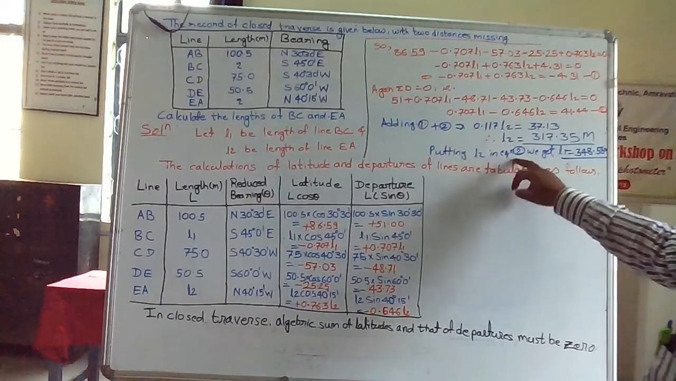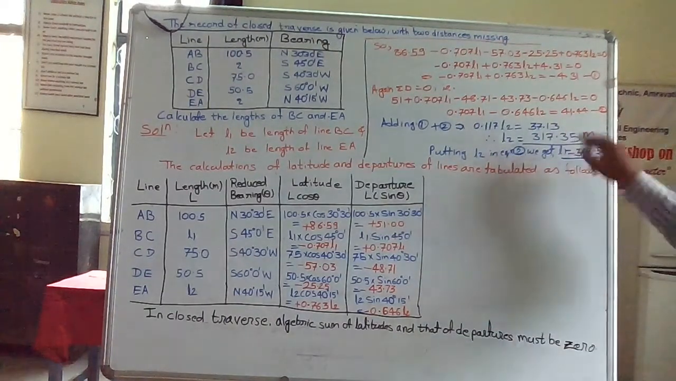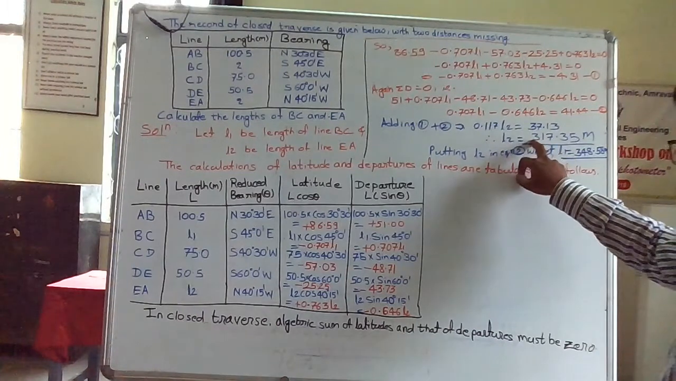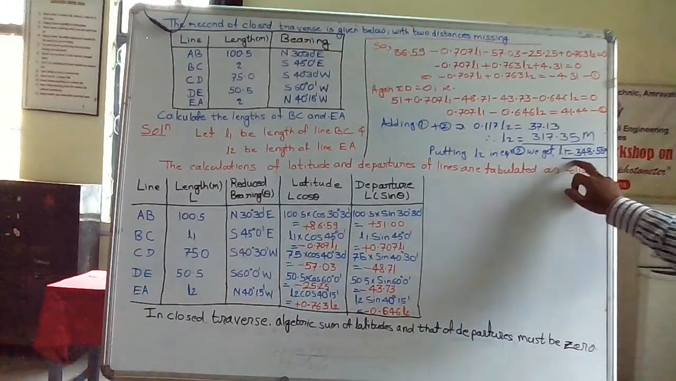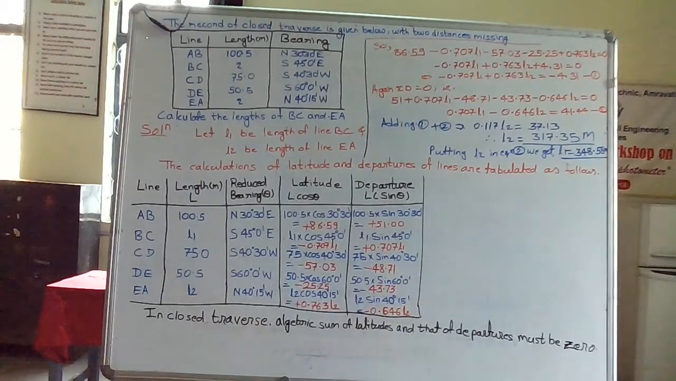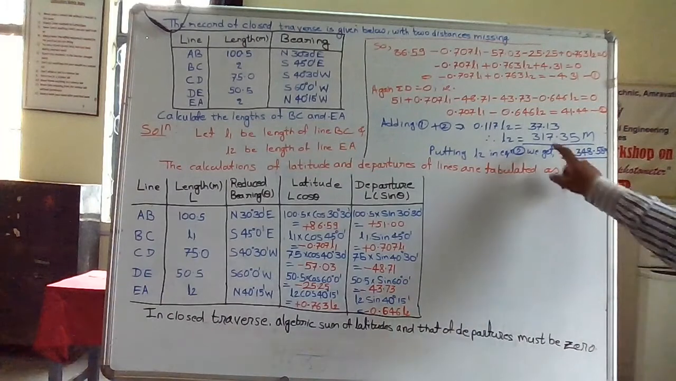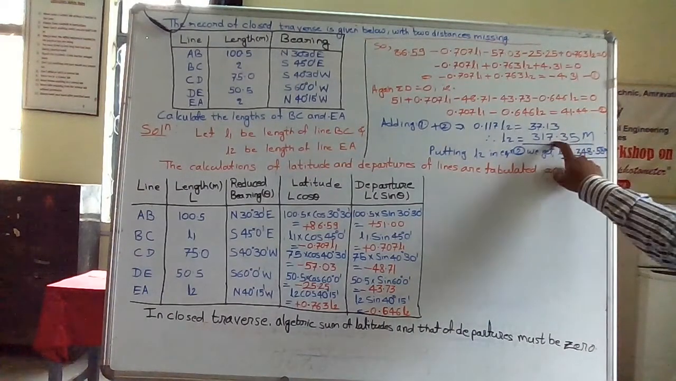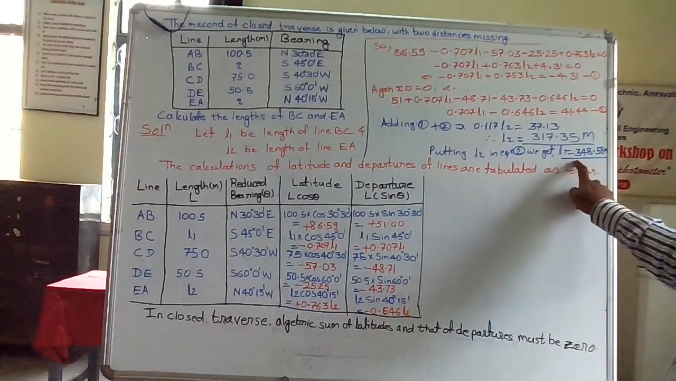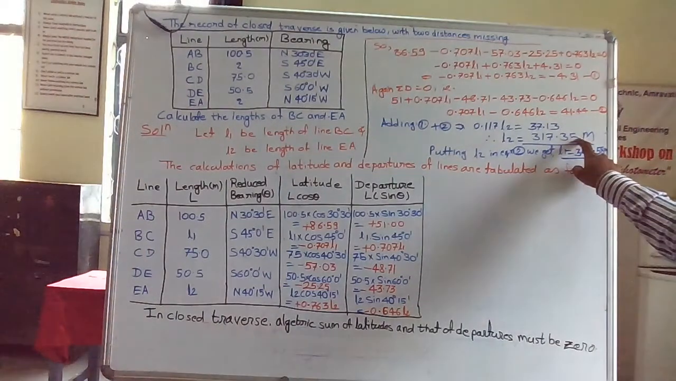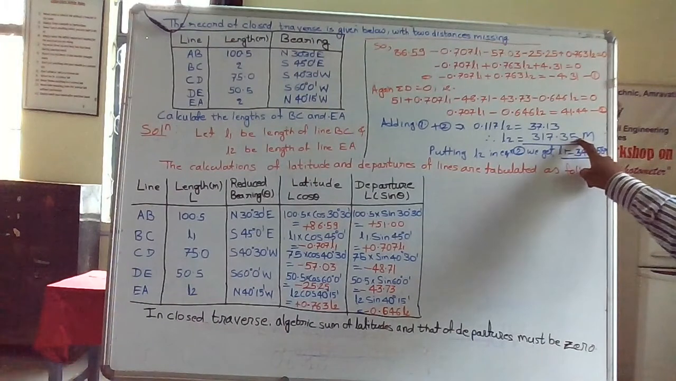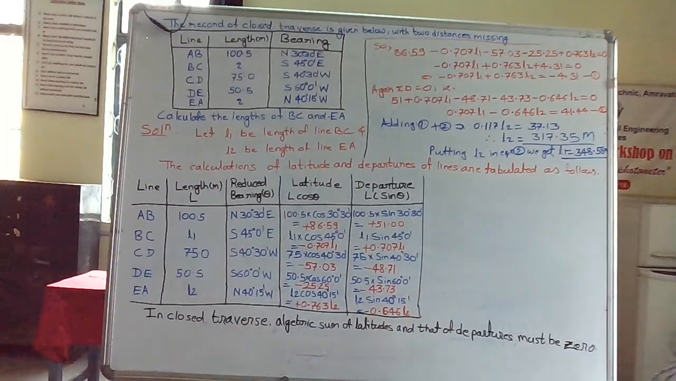So here we put the value of L2 as 317.35 in equation 2, and then we get L1 is equal to 340.58 meters. Okay, so here we got L1, the length of line BC, as 340.58 meters, and L2, the length of line EA, as 317.35 meters. Okay.